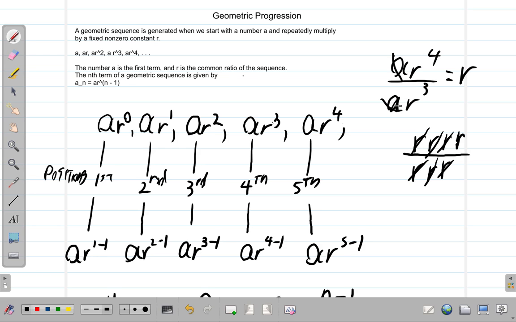Remember, ratio between two numbers, if you divide them, what you have there is the ratio. Alright? So A is the first term, R is the common ratio. Common because it's common to all of them. Alright? So there you have it.